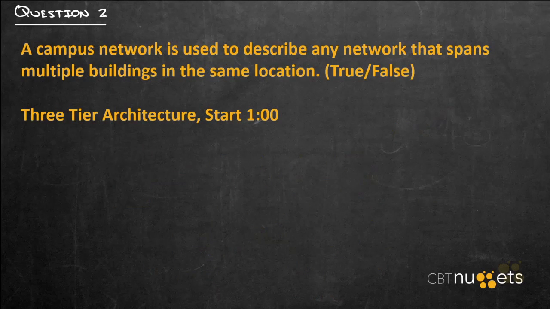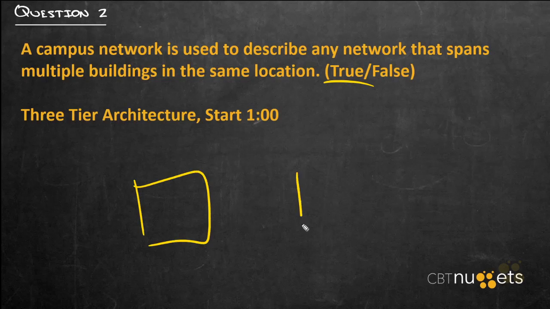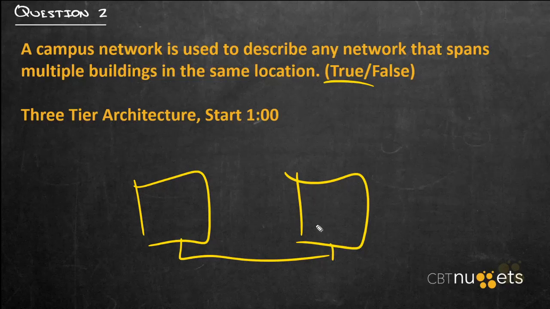Number two, a campus network is used to describe any network that spans multiple buildings in the same location. True or false? The answer is true. I know we all tend to think about a college campus, at least in the United States. I'm used to just hearing campus equals school, but that's not true. A campus in the world of the network environment represents any place where you have multiple buildings in the same location. As you tie those buildings together with network equipment, you have built a campus network.